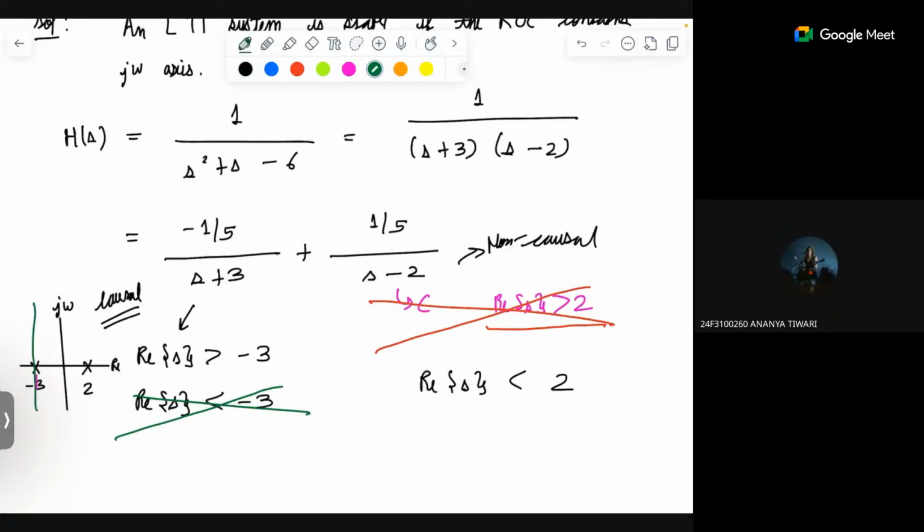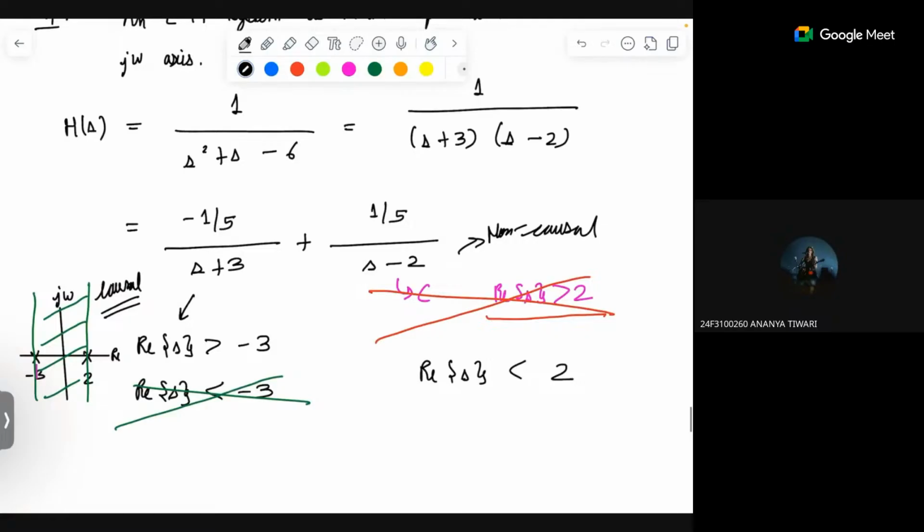Now when we take their intersection, it will be this rectangular strip, and if there is this rectangular strip, my ROC will contain j omega axis. So my system will be stable. So now we know that this corresponds to the causal part and this corresponds to the non-causal part.